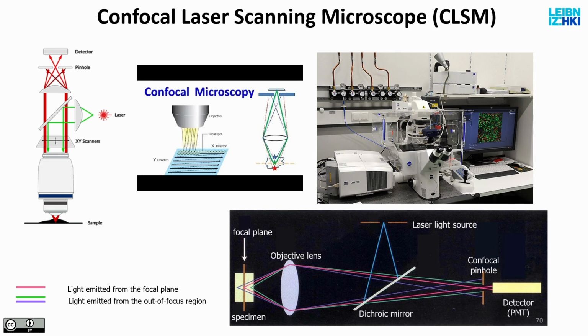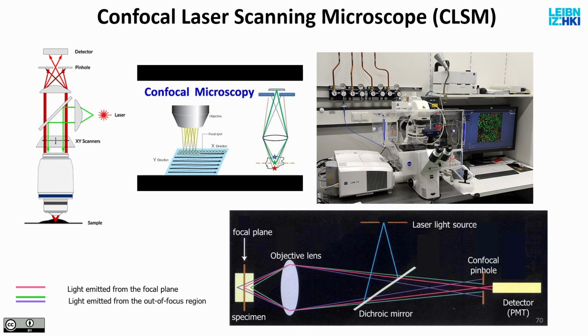So, that's what such a system looks like, a modern system. But it has a problem. The problem is that there is a hole in the light path, which is the heart of the confocal system, but that's also the problem.